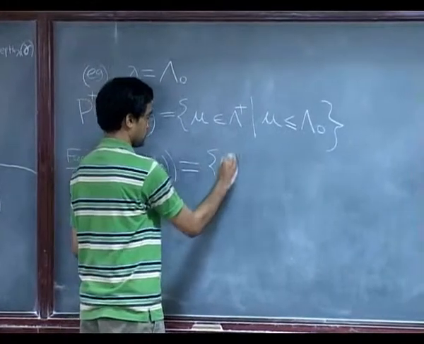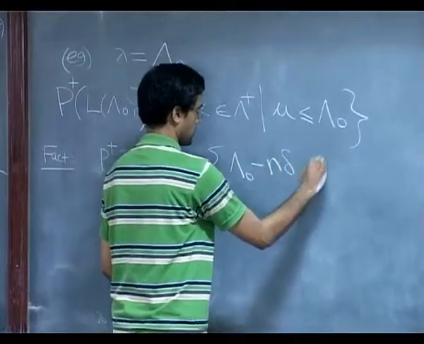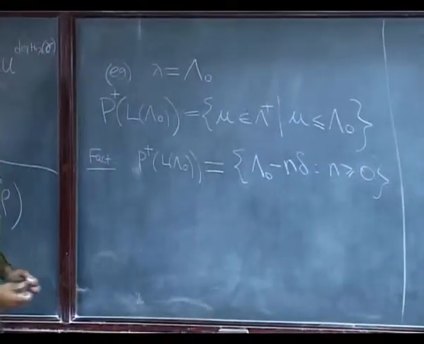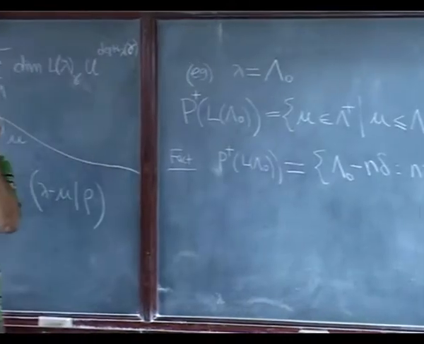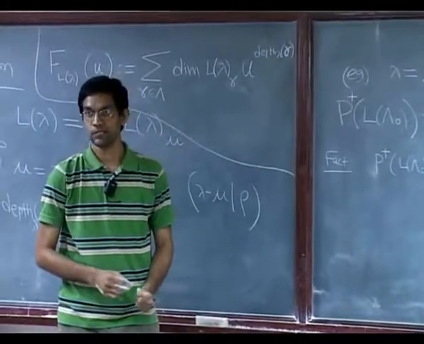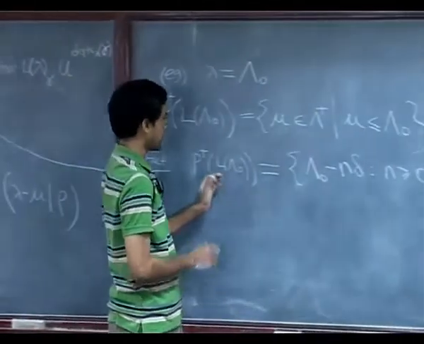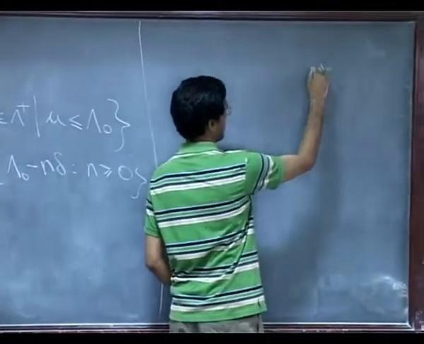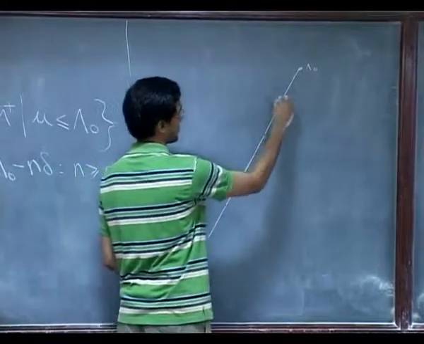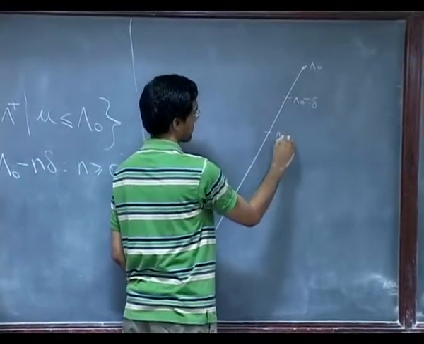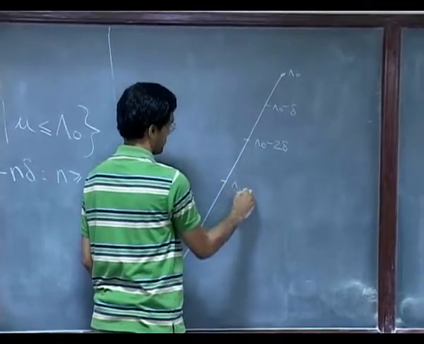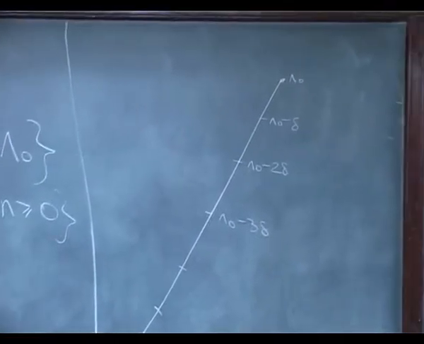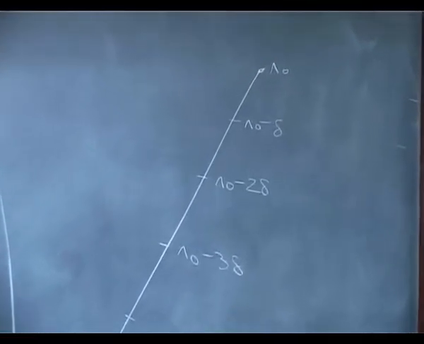Is just all things of the form lambda naught minus n delta, where n is greater than or equal to 0. So in other words, this says to understand this representation L lambda naught, so this picture of L lambda naught, there is lambda naught itself, and then there is this line through it. So there is lambda naught minus delta, minus 2 delta and so on. So you have this string of weights, and these are the only dominant weights which appear in this representation.